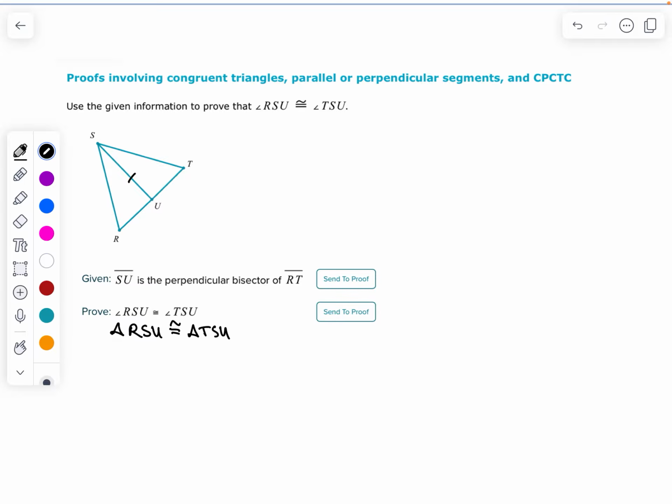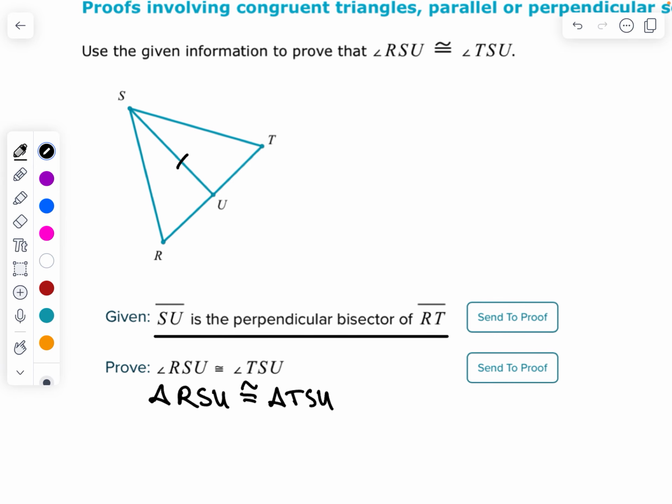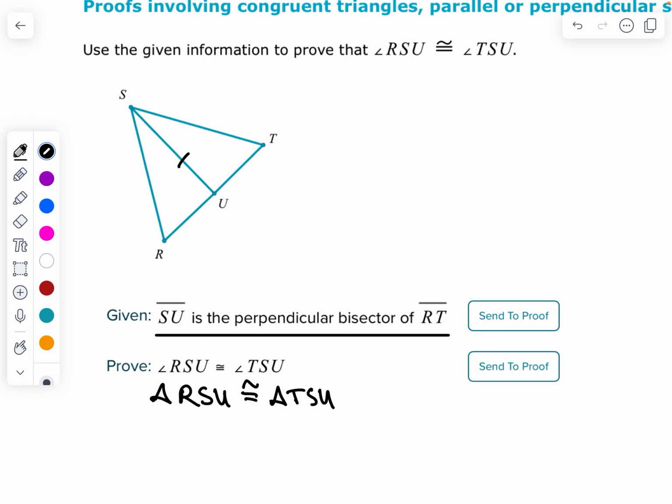Now let's look in here at this bit. We're gonna have to get our other two pieces of congruence from that given. Gonna have to. So what does perpendicular bisector tell us? Perpendicular tells me there's going to be 90 degrees. Bisector means cuts in half. So that's a good start. There's a couple things in there.